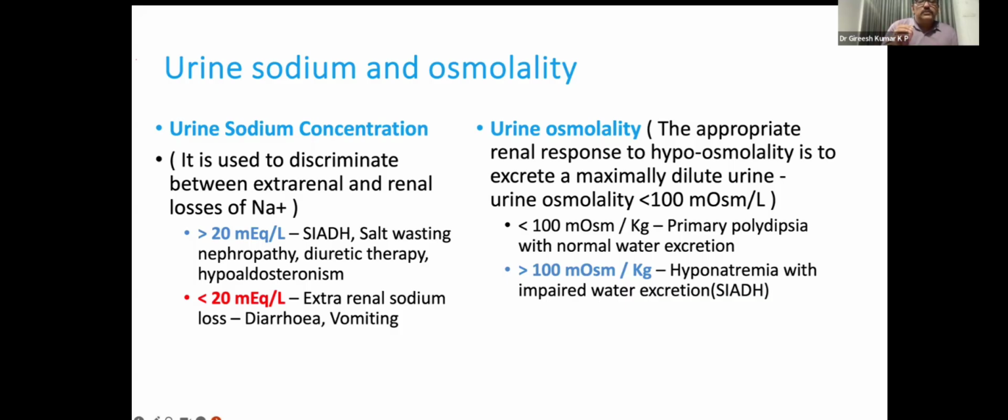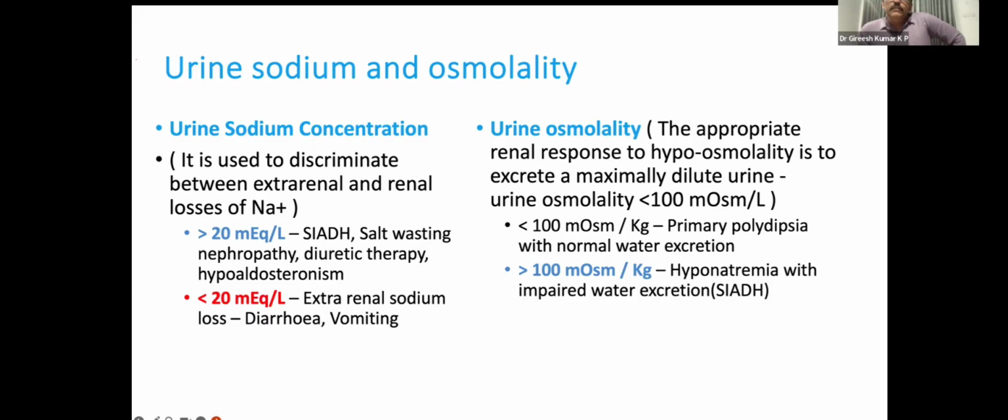There, water is also lost through the kidney. Diuretic therapy, hypoaldosteronism. These are the common reasons. But remember, one reason which is not given in the textbook is urinary tract infection. If you see any patient who is having a urinary tract infection, you will get all these features of SIADH. The patient can have hypoosmolar hyponatremia, increased urine sodium, and increased urine osmolality. If you treat the urinary tract infection, the patient will recover without any major issues.